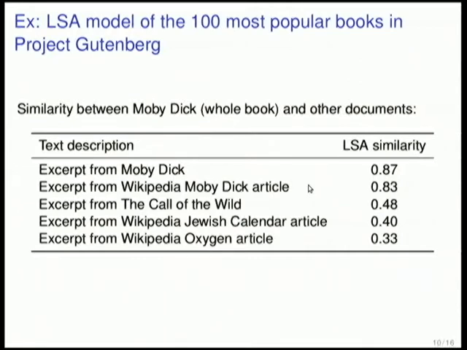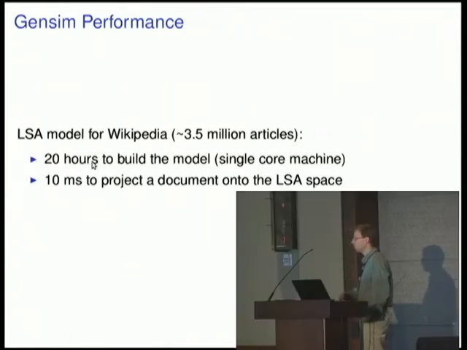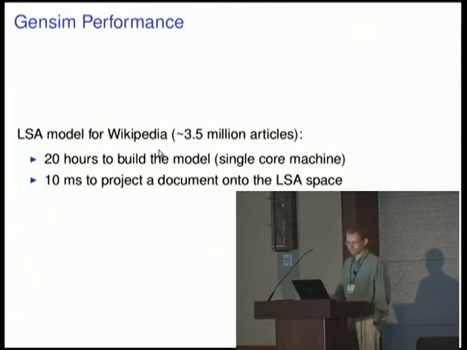In terms of efficiency, building this model is quite time-consuming. With a single core, it takes almost a day to compute it. Gensim also provides mechanisms to use multiple cores, and you can do it in a few hours if you have enough machines. But the good thing is that once you build this model, you can project onto the LSA space very fast, in the order of 10 milliseconds. So it takes some time, but once you have the model, it's very efficient.